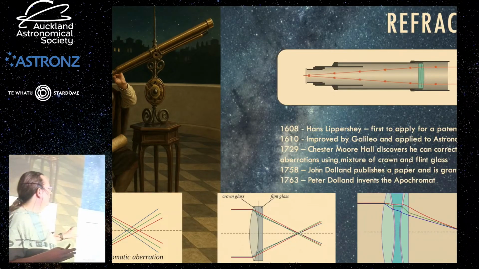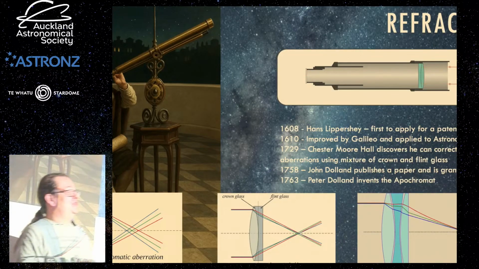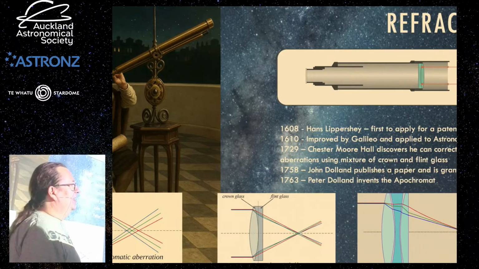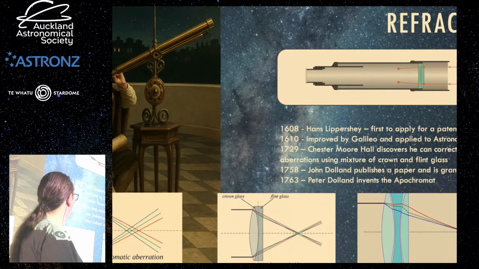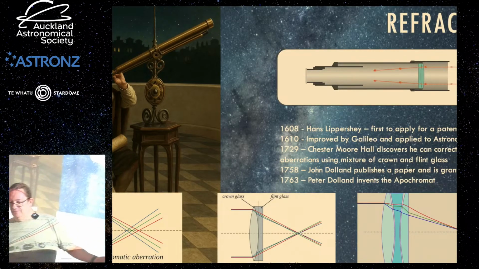So the achromat and apochromat are both still around with us today. Typically the achromats are the cheaper, more accessible telescopes, and the APOs are the more expensive.